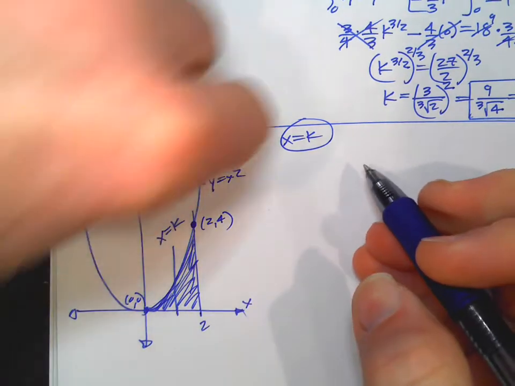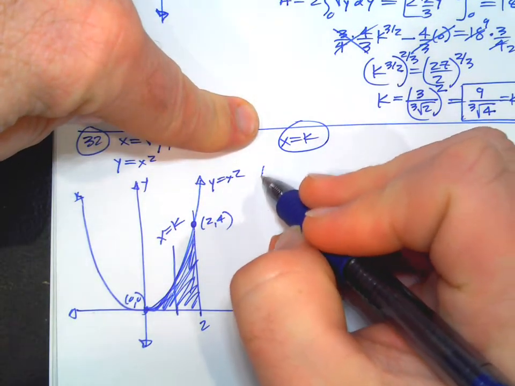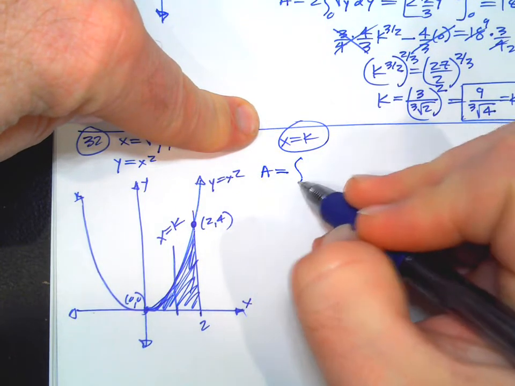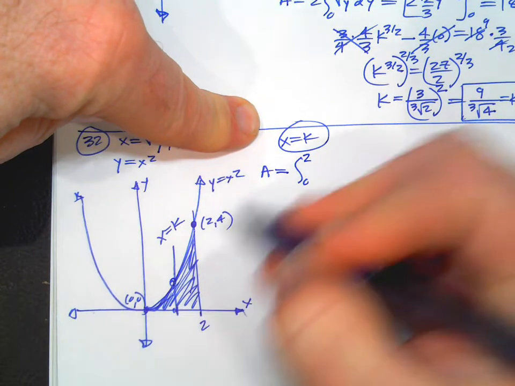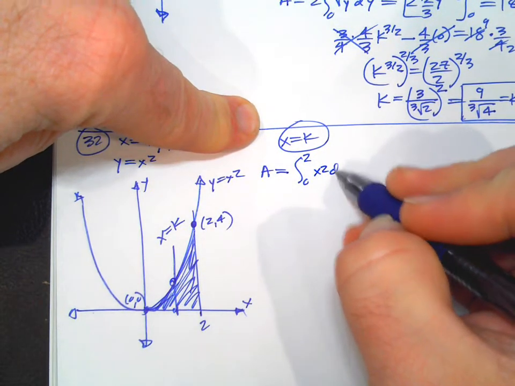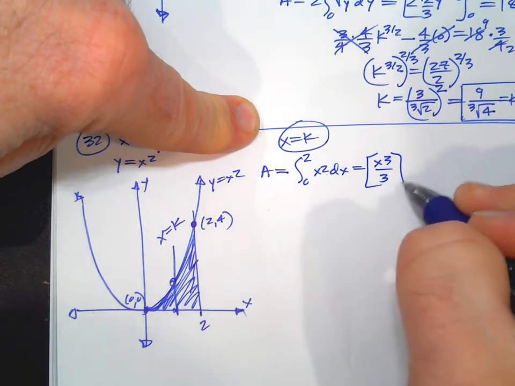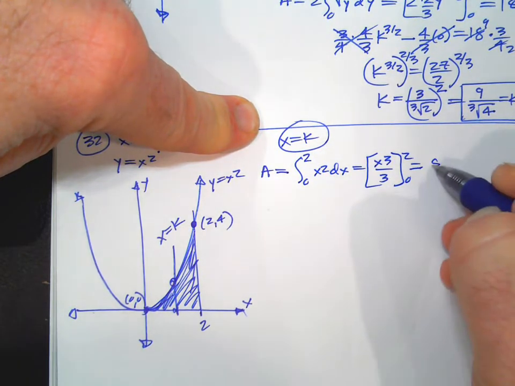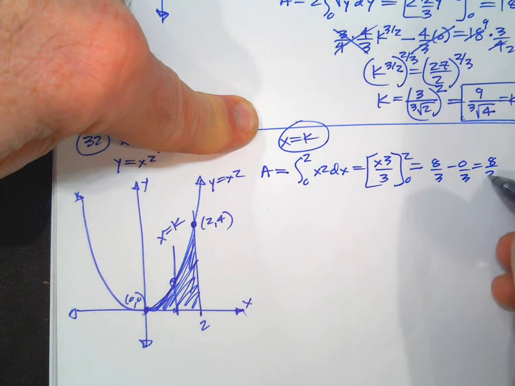So the setup is going to be, I've got to find the total area first. So 0 to 2, y top minus y bottom. It's going to be just x squared. So x cubed over 3, 0 to 2, 8 thirds minus 0 thirds is 8 thirds. So that's the total area.